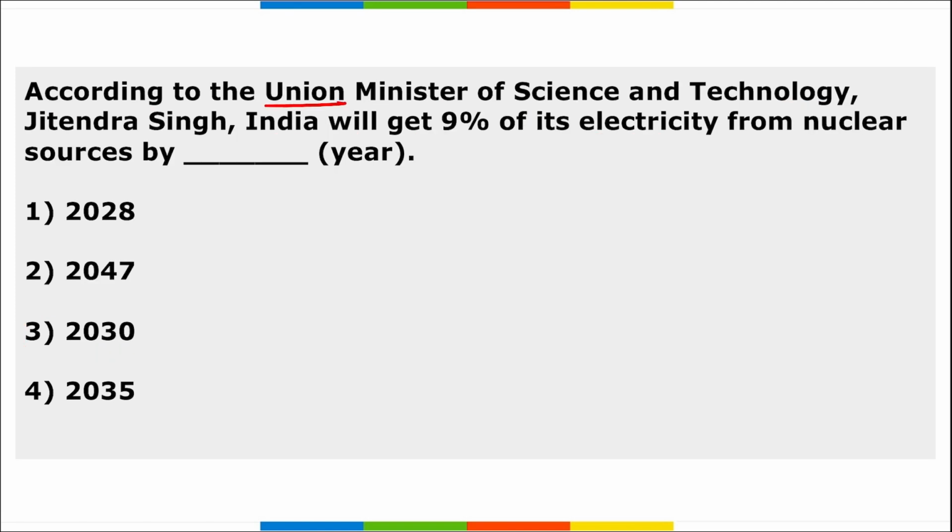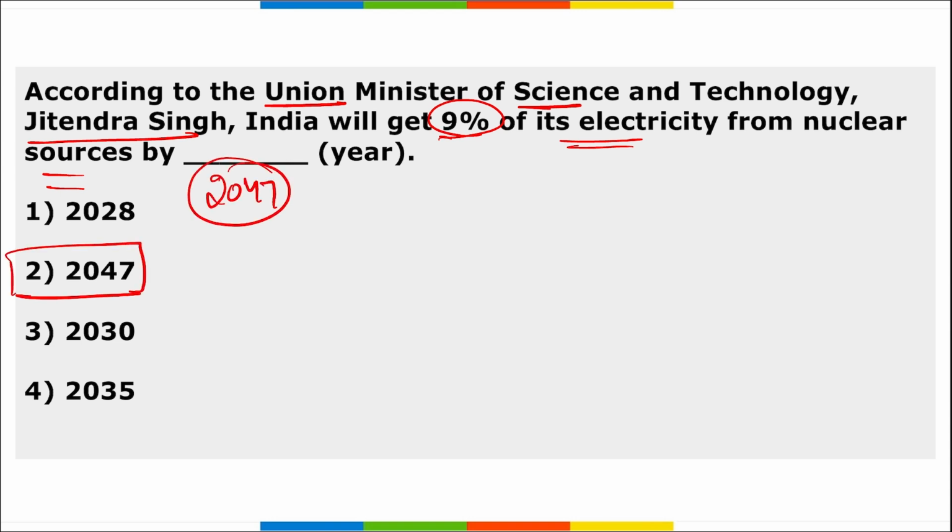Next, according to the Union Minister of Science and Technology, Jitendra Singh, India will get 9% of its electricity from nuclear resources by the year 2047. I repeat, by 2047, India will be getting almost 9% of its electricity demand from nuclear resources.